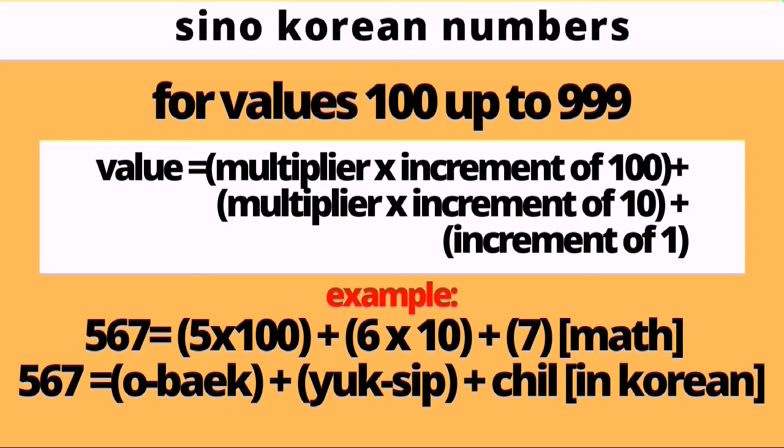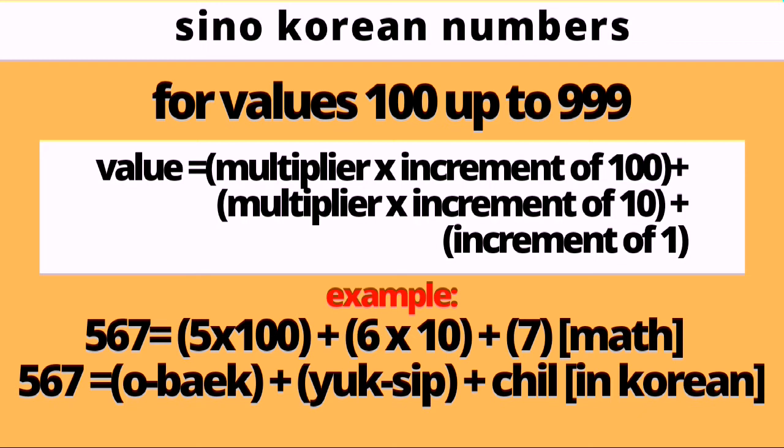Let's start with the increment of 100. So 5 times 100 equals 500. So 5 is O and baek is 100. So when we say O baek, it's the same as saying 5 sets of 100. So again, 5 is O and 100 is baek or increment of 100. So when we say O baek, it's the same as saying 500 or 5 sets of 100. So that's it for the increment of 100, which is the first part.